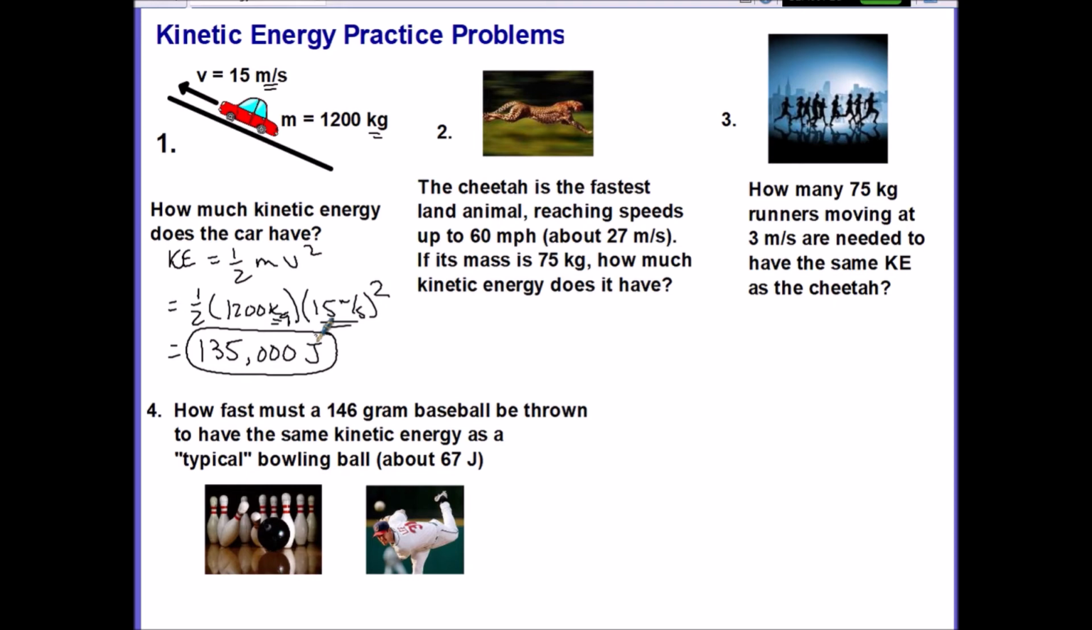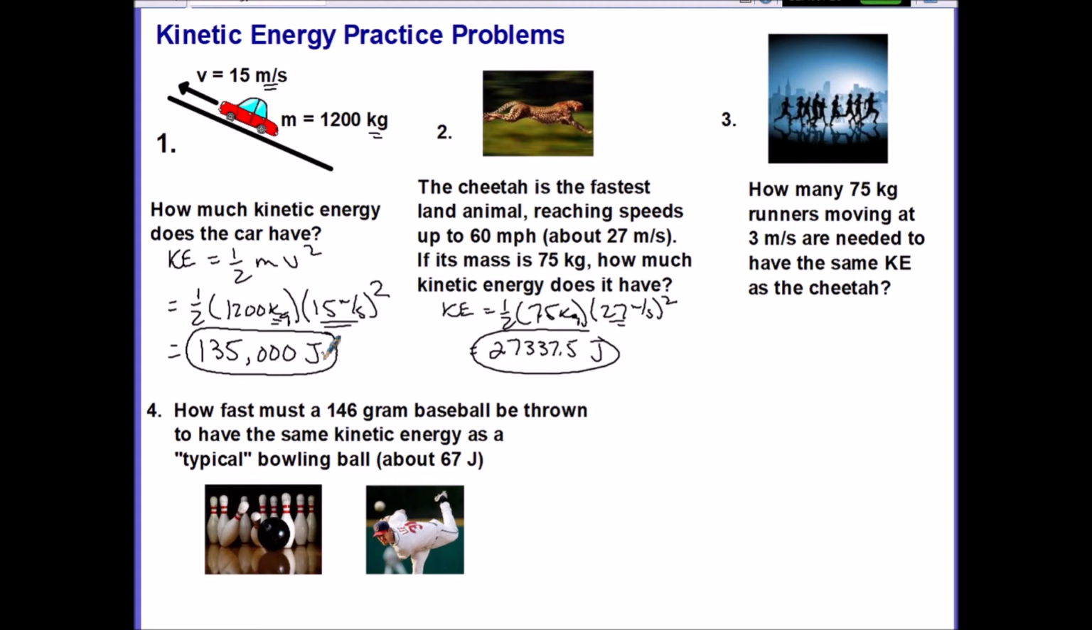Let's take a look at number 2. Cheetah, fastest land animal, reaching speeds of up to 60 miles per hour, it's about 27 meters per second, at least in short spurts. If its mass is 75 kilograms, how much kinetic energy does it have? So again, same basic idea. Kinetic energy, 1/2, 75 kilograms multiplied by 27 meters per second squared. And for that, we get only 27,337.5 joules. Still quite a bit. The object's moving pretty fast there, but nothing in comparison to that car.